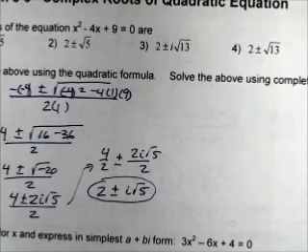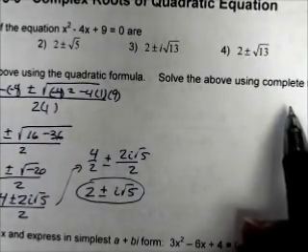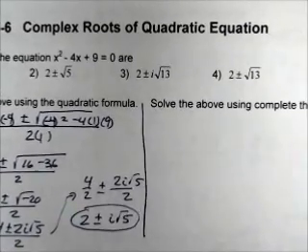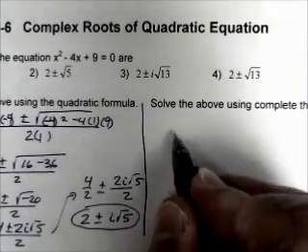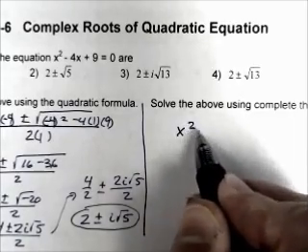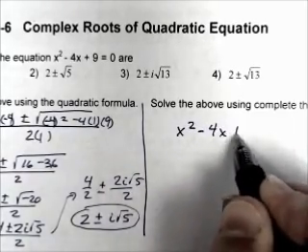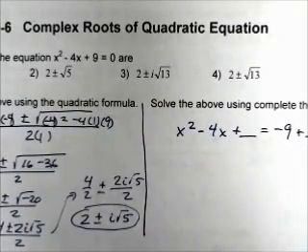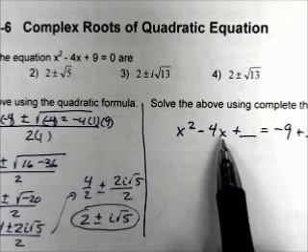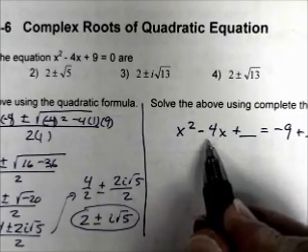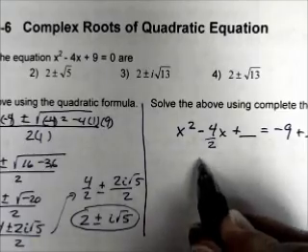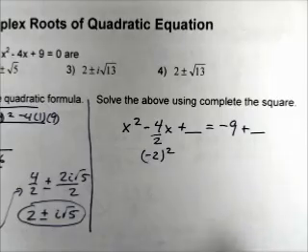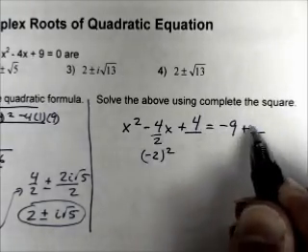Now for practice, we also want to solve the above using complete the square. Recall, complete the square. So we'll take our quadratic equation. We want the constant on the other side. So we have x squared minus 4x plus blank equals -9 plus blank. Go to the coefficient of our linear term. Coefficient of x is -4 divided by 2. That's -2. Square that, and that's what we fill in our blanks with. -2 squared is 4.